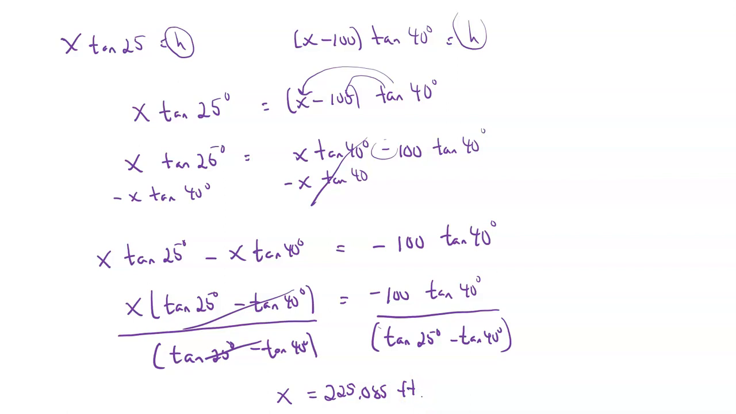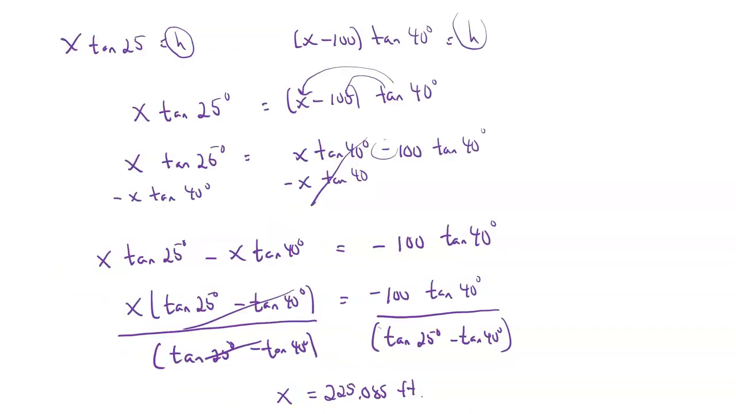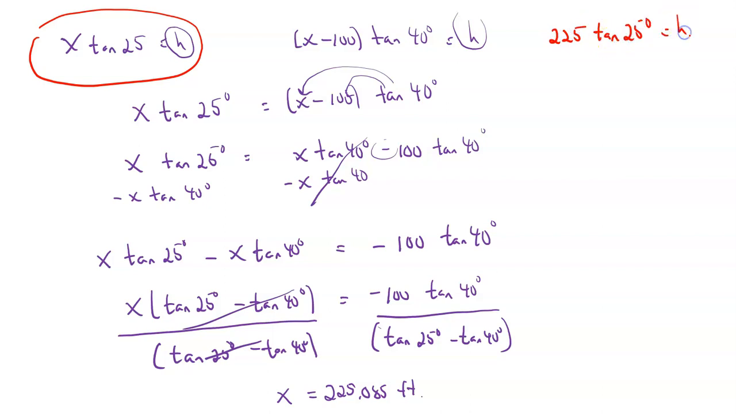And I've been working on this problem so long I forget what the question asked. It said find the height of the mountain. Oh, that isn't the height of the mountain. It's about 225 feet, but that 225 feet is not the height of the mountain. Those 225 feet are the distance between you and the base of the mountain the first time around. But look how easy it is to get our answer. The equation up here said that x times the tan of 25 is the height. So x times the tan of 25 is the height.